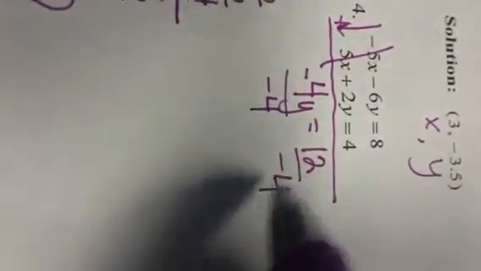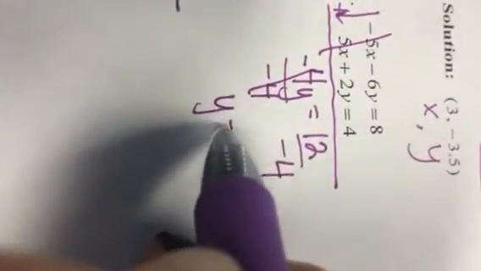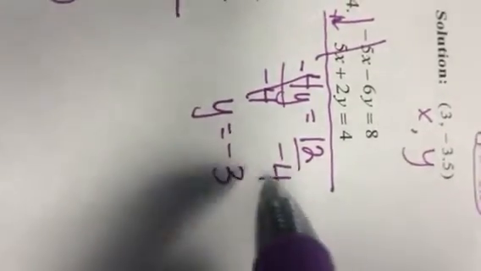And it's equal to 12 because 8 plus 4 is 12. Next thing I'm going to do is divide by -4 on both sides, so y will equal -3.